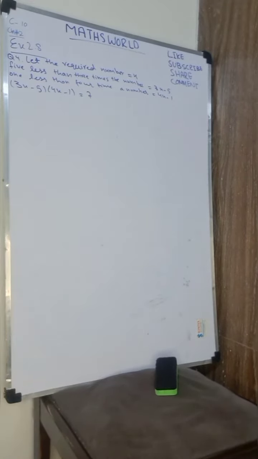Today we'll discuss question number 4. The product of 5 less than 3 times a certain number and 1 less than 4 times the number is 7. Find the number. So now you're going to solve the question accordingly. The product of two equations would be there and you're going to multiply them.